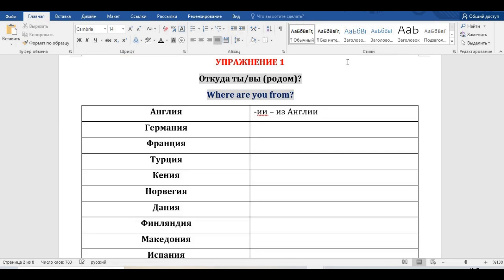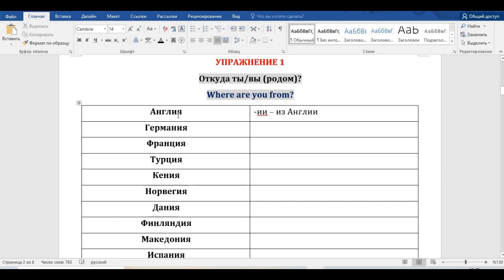Now let's do some practice. Exercise 1. Откуда ты? Откуда вы? Откуда ты родом? Откуда вы родом? Where are you from? So when someone asks you where you are from, you should put the name of the country in the genitive case.